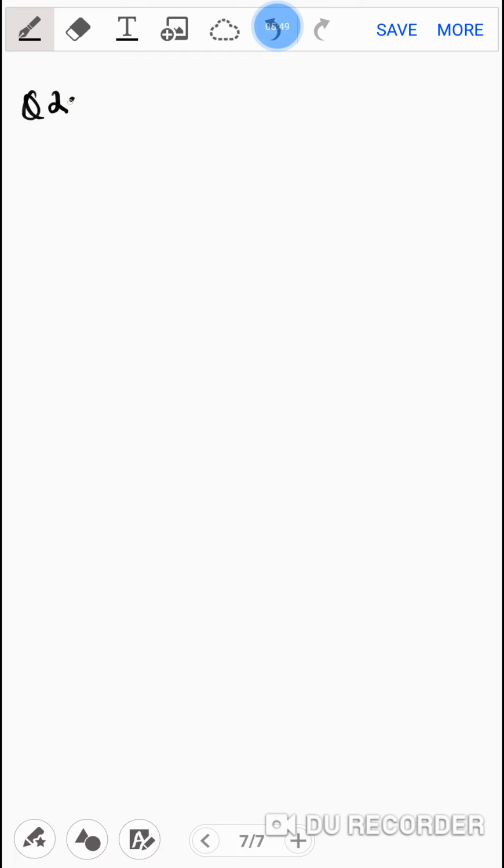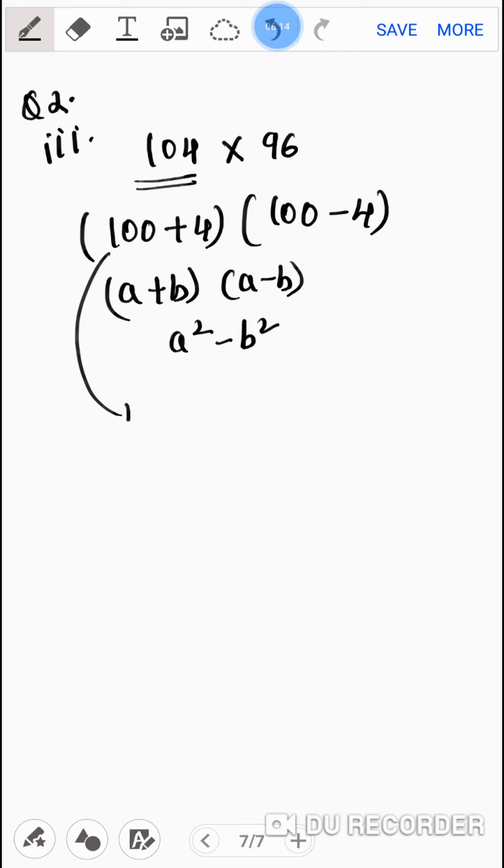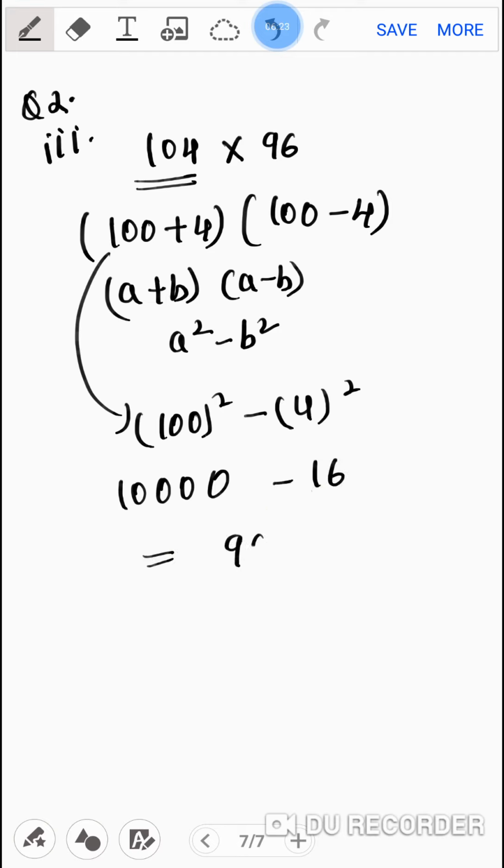Next, I'll jump on to question number 2, third, I'm doing exercise 2.5. Okay. Do we have third? Yes. 104 into 96. My dear kids, can I write 100 plus 4? And here can I write 100 minus 4? Can I apply the identity a plus b, a minus b? That will be a square minus b square. That means first term square minus second term square. So that will be something like this. And your final answer will be.